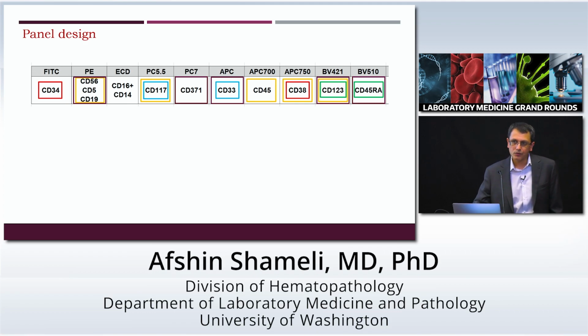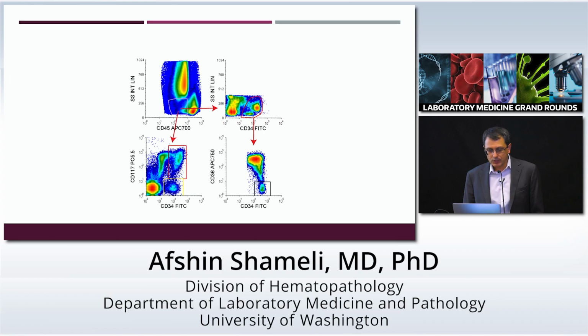CD371, which is also known as CLL1, is a myeloid marker which is expressed on granulocyte monocyte progenitor stage and is present throughout the maturation of myelomonocytic cells. It is not normally expressed on hematopoietic stem cells, but its expression is abnormal in the setting of MDS or AML. So this was the gating strategy that we used in this study.